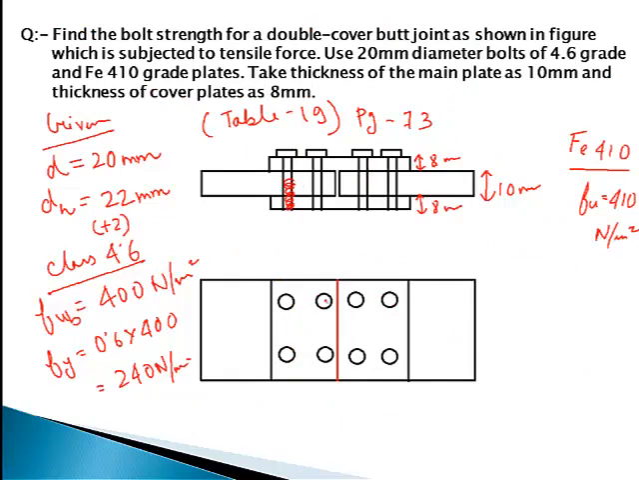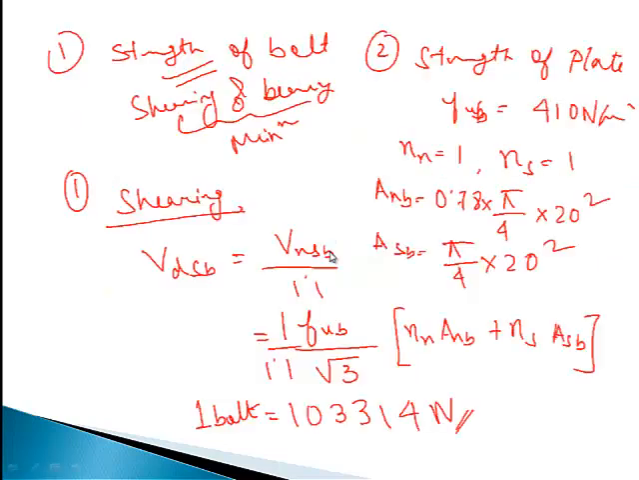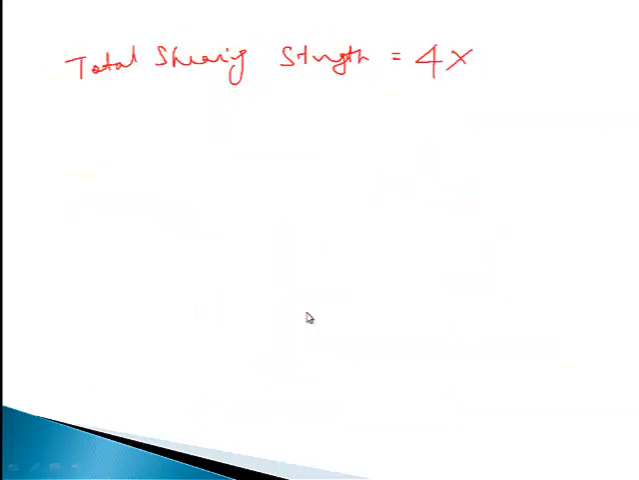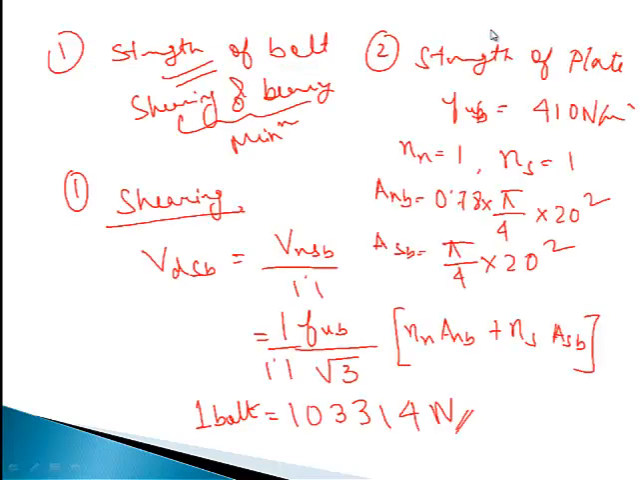But in this double cover butt joint, if this part fails, that means whole connection will fail. Or if this part fails, whole connection will fail. So it's not required for all 8 bolts to fail, only 4 bolts will do. So we will only find out the total shearing strength of only 4 bolts, because it is a double cover butt joint. If this side fails, my connection will fail. So what we'll do, we'll only take 4 bolts. And what is the value? 103314.